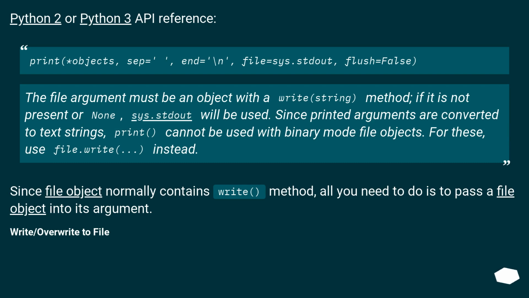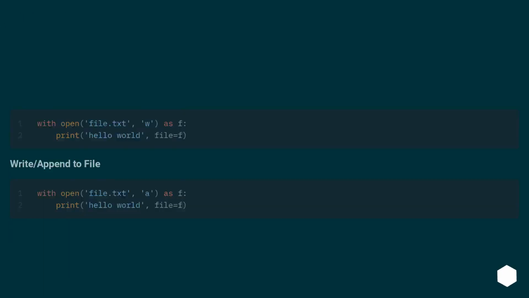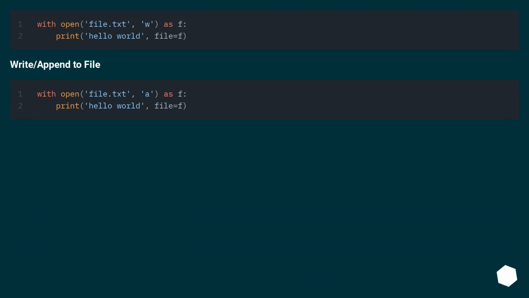Since a file object normally contains a write method, all you need to do is to pass a file object into its file argument. Write/overwrite to file. Write/append to file.